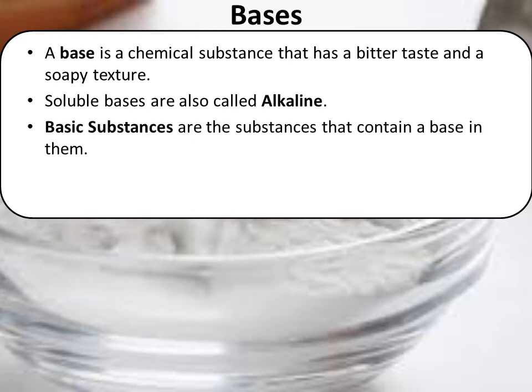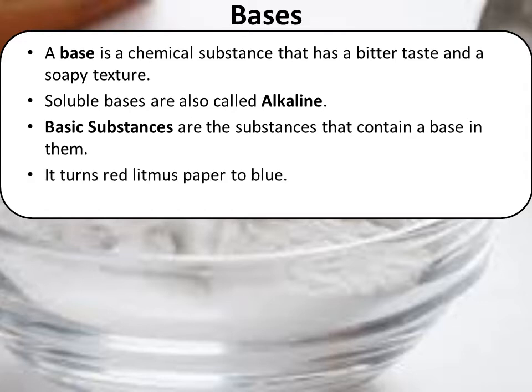Basic substances are the substances that contain a base in them. What is a basic substance? The things which contain a base are known as basic substances, because they contain a base. Their nature will be basic. Same with acid: we studied that the things which contain acid are always acidic. The thing which contains a base is always basic.